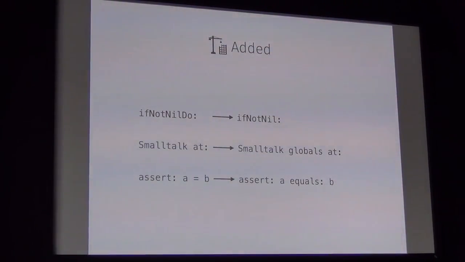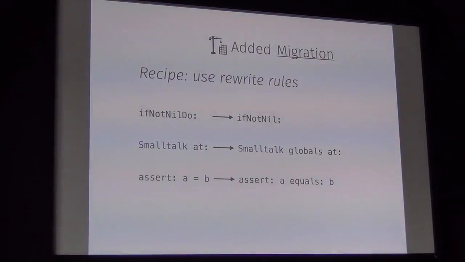But in details about the rules, there were rules which were just saying, okay, instead of ifNotNil:do:, use ifNotNil:. Instead of Smalltalk add, use Smalltalk globals add. Instead of assert and then the expression of equality, use assert:equals:. And I would say that these are migration rules, and the way to do them are rewrite rules. So you can just say, okay, I have this pattern, I want to have that, it's super easy.